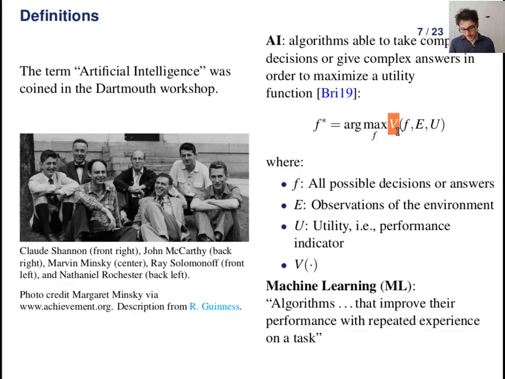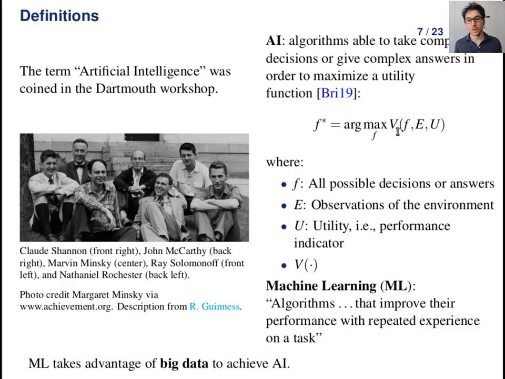Machine learning algorithms are a subfamily of AI algorithms that improve their performance by repeating the task. So, for instance, an algorithm that tries to make investment decisions many times and observes the outcome of its decision and tries again and is able to improve this decision based on its observation, this is a machine learning algorithm. So in other words, machine learning is a set of methods that take advantage of big amounts of data, which correspond to the different experiences, to maximize or minimize the utility function.